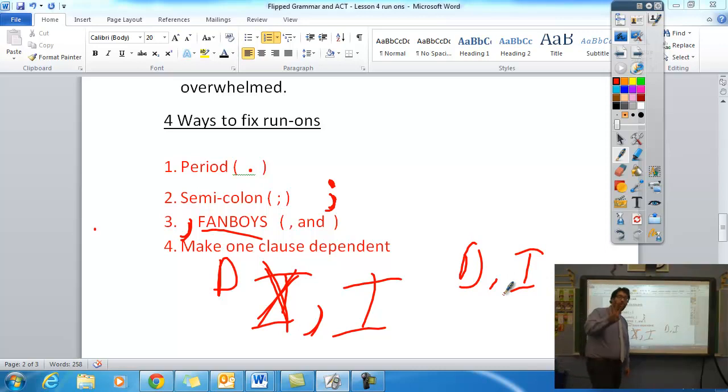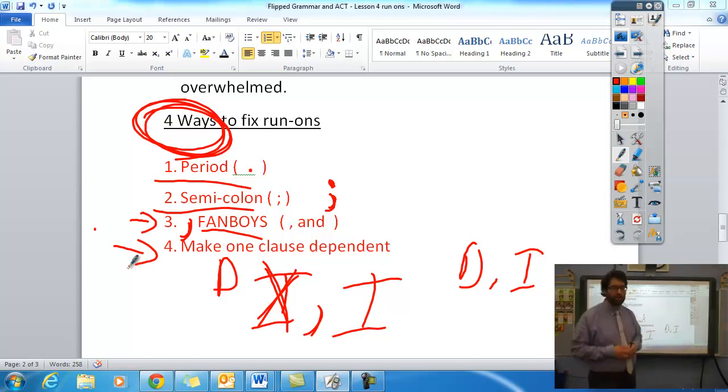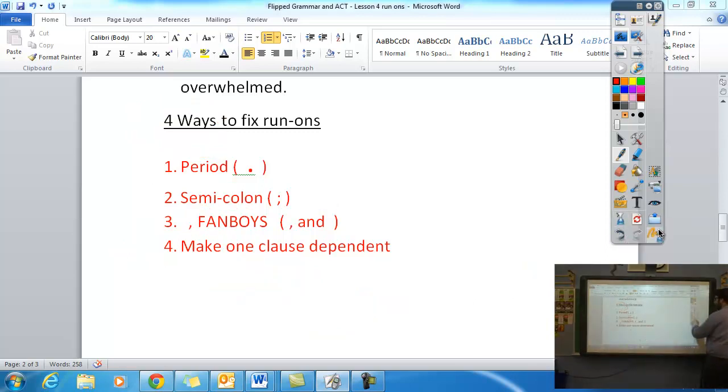So again, these are 4 ways to fix run-ons: a period, a semicolon, comma fanboy, or make one of the clauses dependent. Remember all those subordinating conjunctions: before, after, if, when, whenever, although, even though, since, right? All those subordinating conjunctions that help make a clause dependent, we can put those, okay?